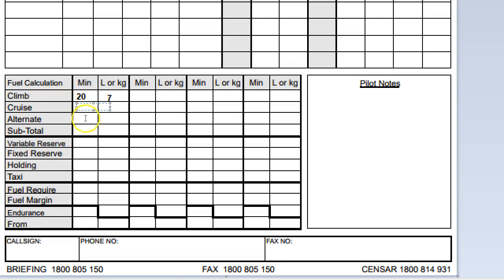So the first thing you need to do is you've got to plug in your times here and your leaders. Now the reason they have these various boxes is because sometimes you're going to climb and descend and cruise and have different alternates at different parts of your flight.